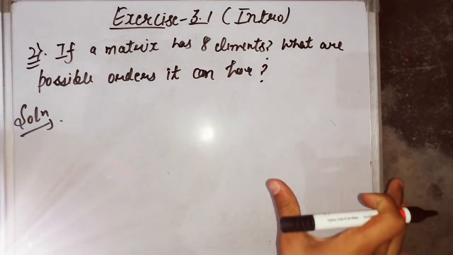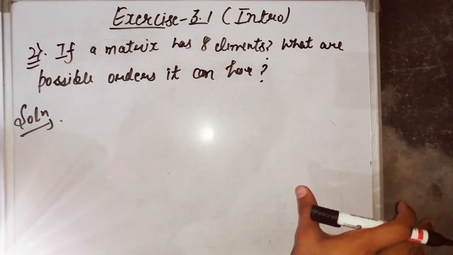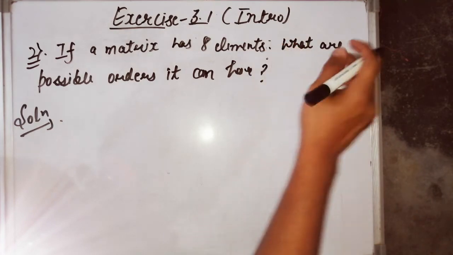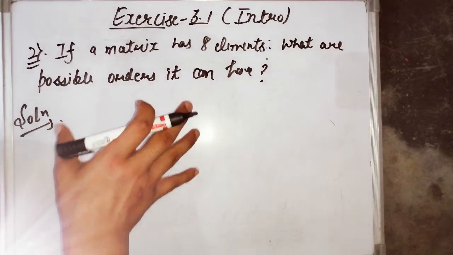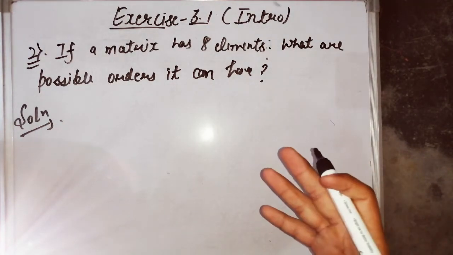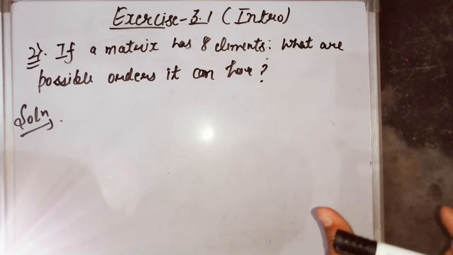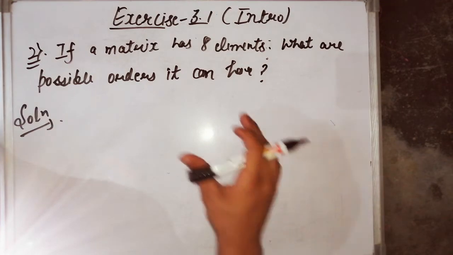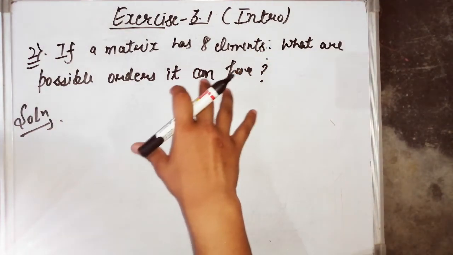In this question, the examiner is asking us to find the number of possible orders if a matrix has 8 elements. Here the question mark will not come, the full stop will come. We already know what the orders are. What does order mean? Order means how we can represent the matrix elements in the form of rows and columns.